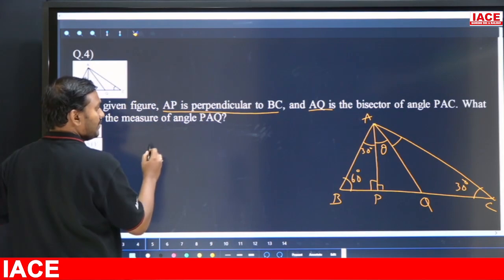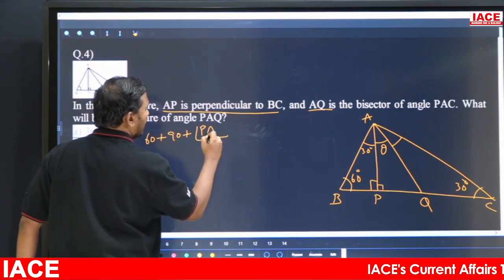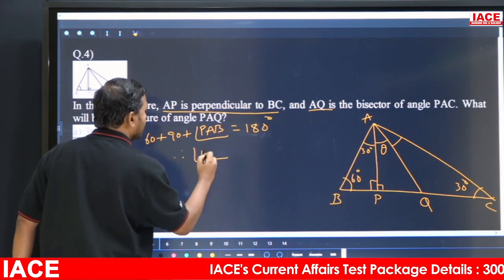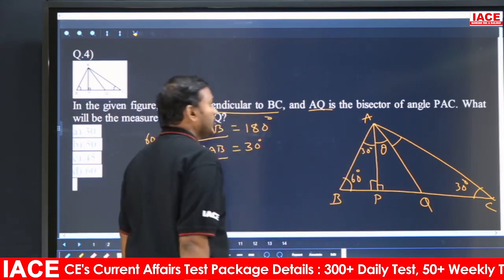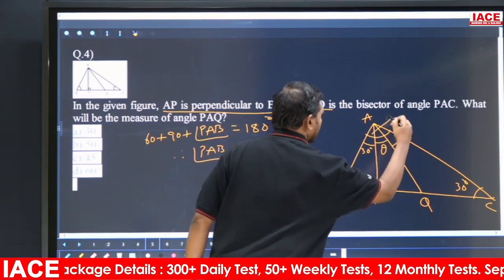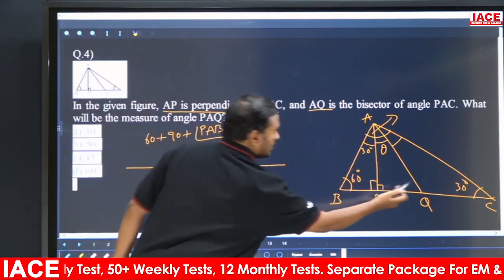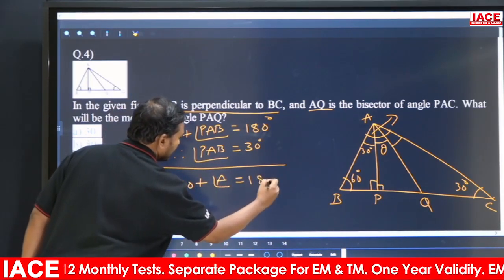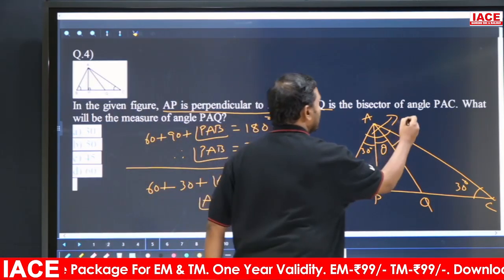Just see, 60 degrees plus 90 degrees plus angle PAB equals 180 degrees. Therefore, angle PAB is how much? 30 degrees. And this is 30 and this is 60, so what is the total angle? That is again 60 degrees plus 60 degrees plus 30 degrees plus angle A equals 180 degrees. So what is angle A? Angle A is 90 degrees.